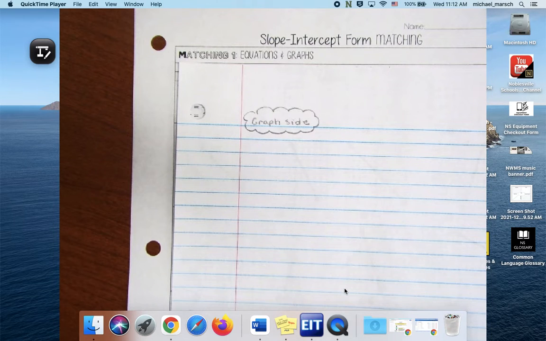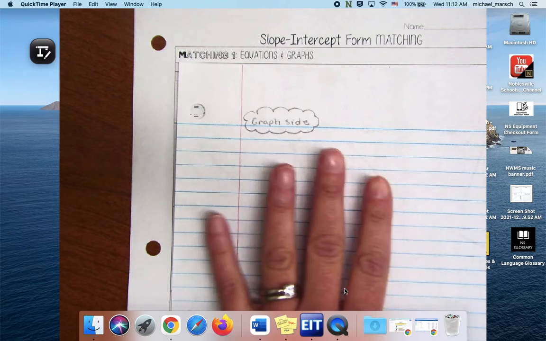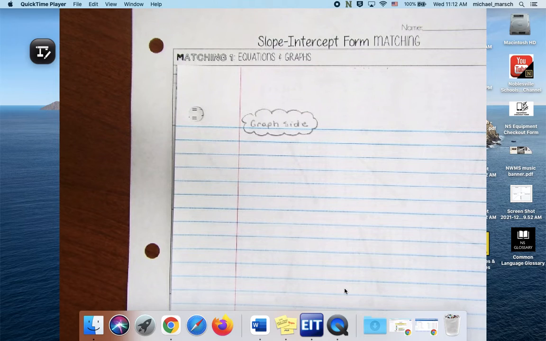Have a number 1, both sides have a number 2, and so on. So this is going to be the graph side, right? Our job is to figure out what the equation would be based on the graph. You know how to find slope and y-intercept from an equation. Can you find them from the graph and create the equation?